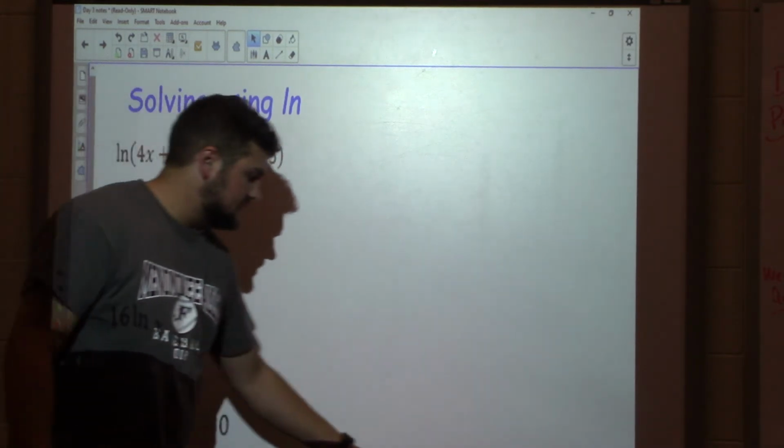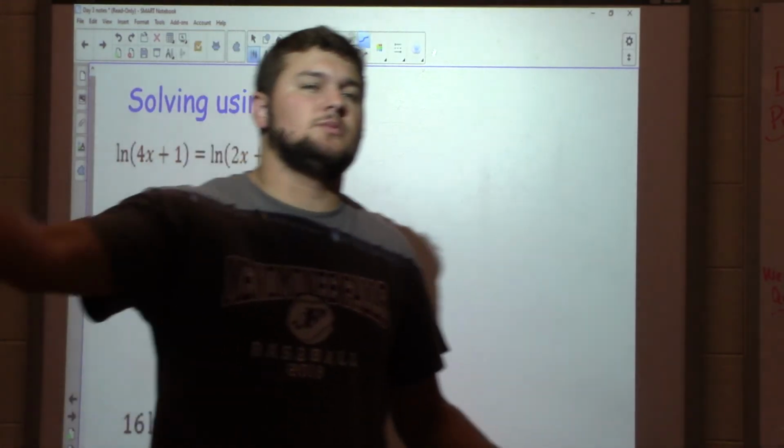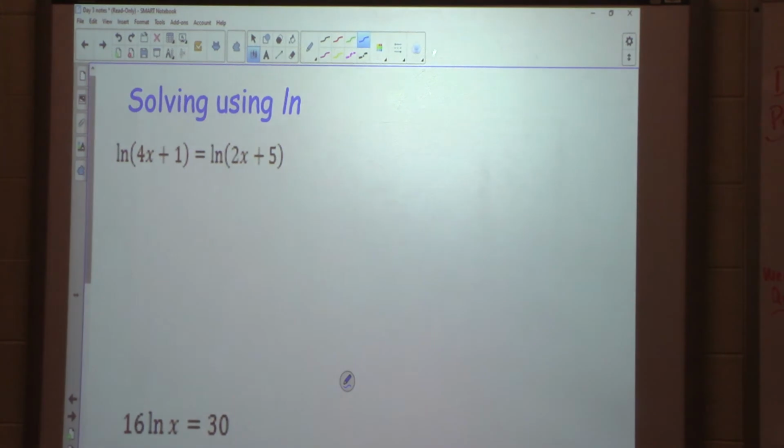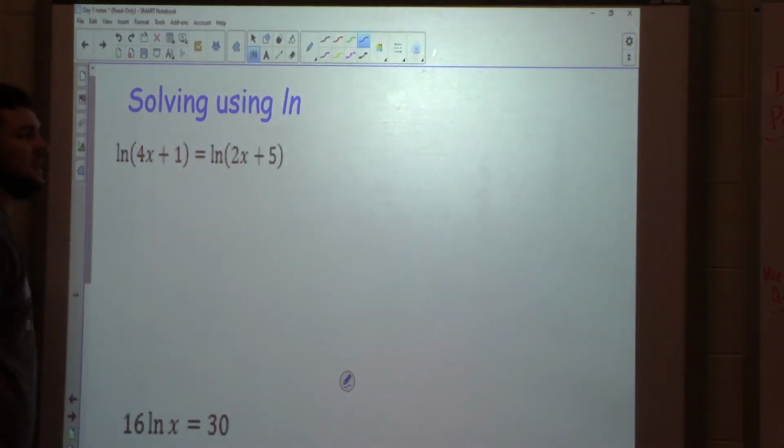First one, solving using natural log. Guys, when we solve using the natural log, it's the same as using any other log. We need to isolate our log first, change it to exponential form, and then solve. Our first one, natural log of 4x plus 1 equals natural log of 2x plus 5.